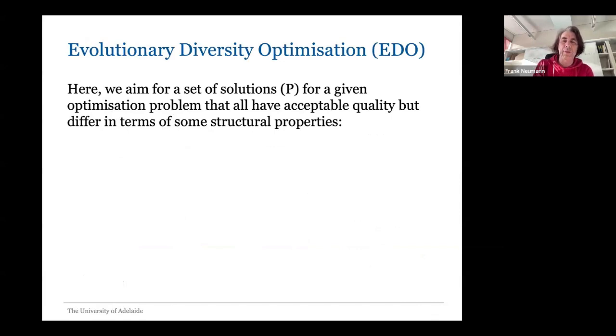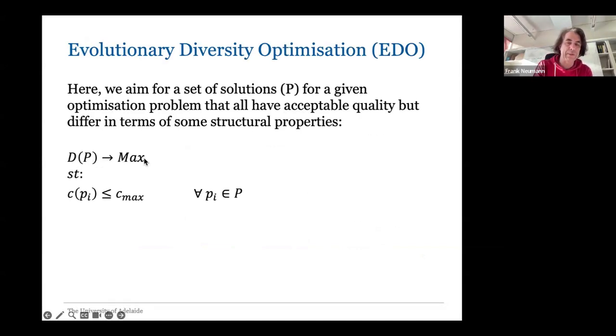So the first one is the one where we did initially quite a lot of work, that is called evolutionary diversity optimization. So what we want to do is compute a set of solutions for a given optimization problem that all have acceptable quality but differ in terms of some structural properties. So the goal here is to maximize diversity. So you have a diversity measure of a set of solutions, and in an EA, that's the population.